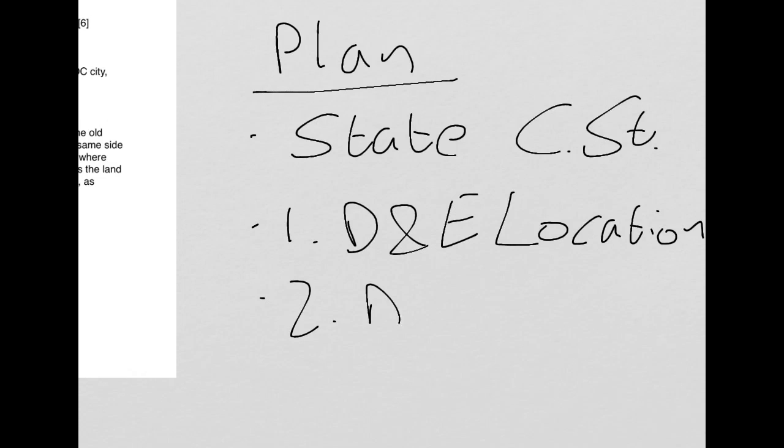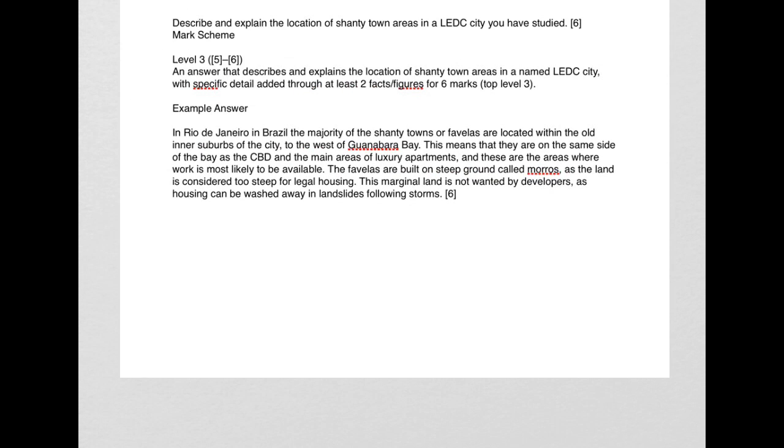I would also then describe and explain location of a second area. Again, probably the best one to do is talk about the shantytown area surrounding the industrial area. This is land that commercial property developers don't want due to its proximity to the industry, and the shantytown grew up here as it's close to a source of casual work. So that would allow us to access top level 3. We're naming the specific LEDC city, and we have at least 2 fact figure place to access the top level 3, 6 marks. I've got an example answer here.